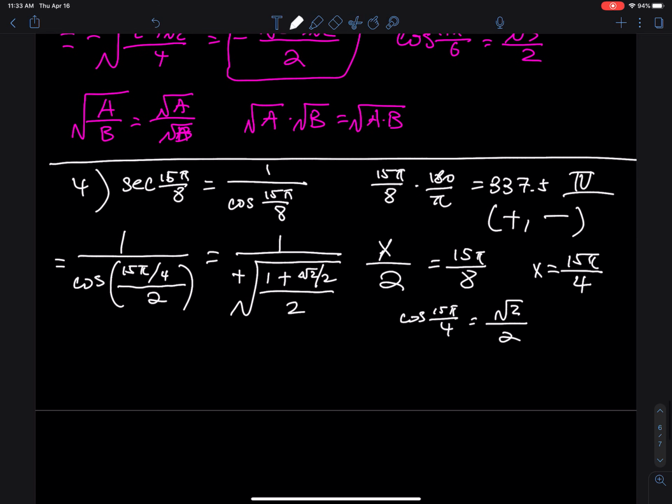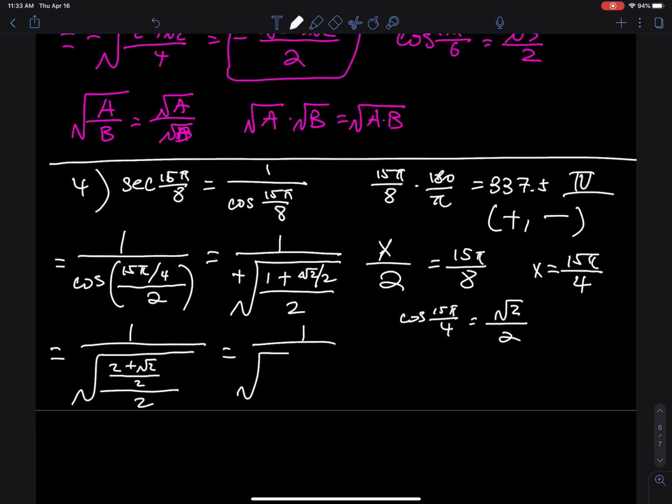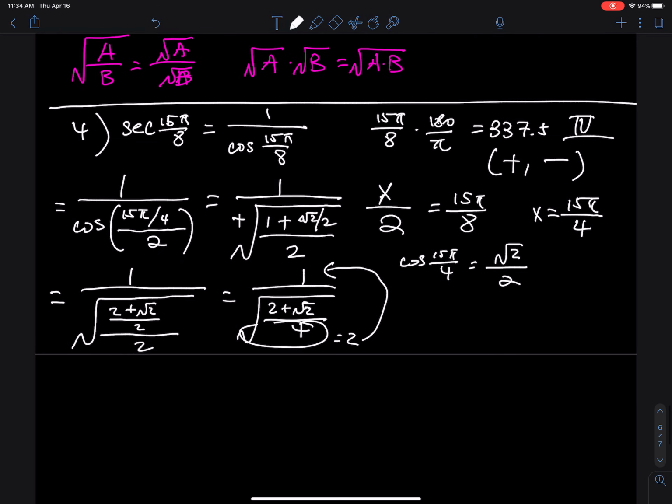You have to simplify, right? So that is 1 divided by 2 plus root 2, the whole thing over 2, and then you have divided by 2, and then you have 1 divided by 2 plus root 2 over 4. Okay, so this square root of 4 is equals to 2, and then you can flip the 2 back to the top. So you have a 2 divided by 2 plus root 2.